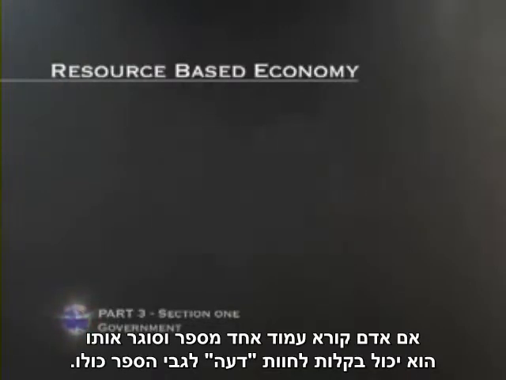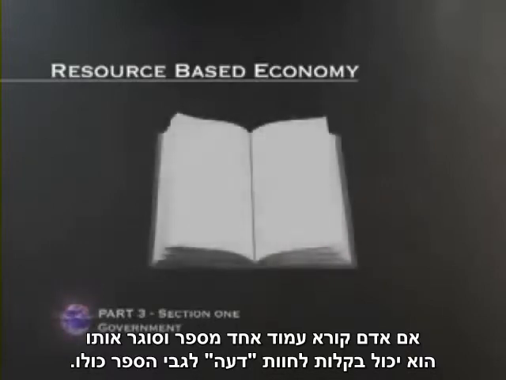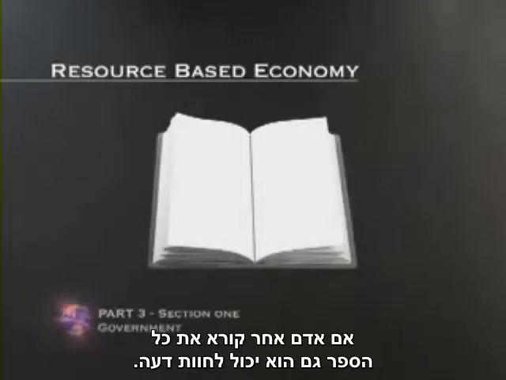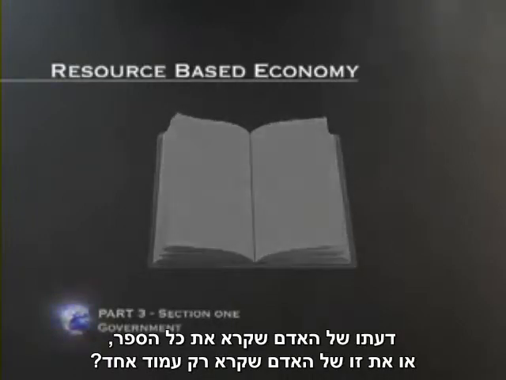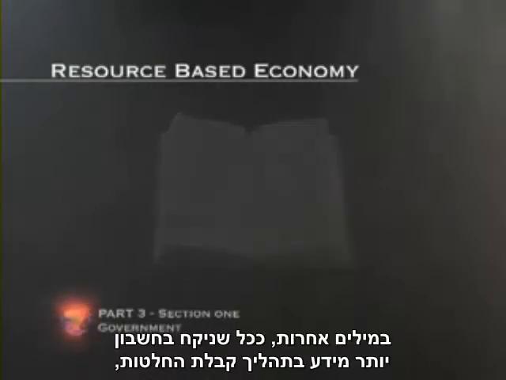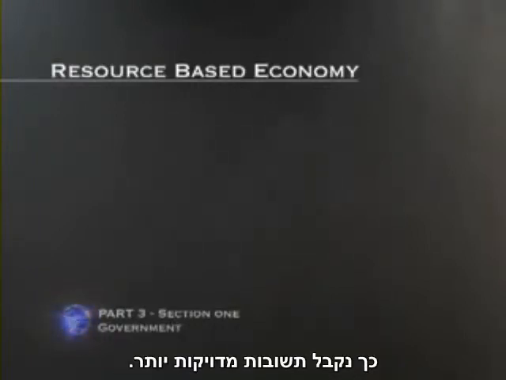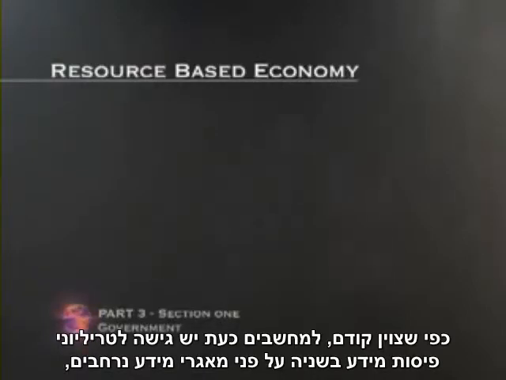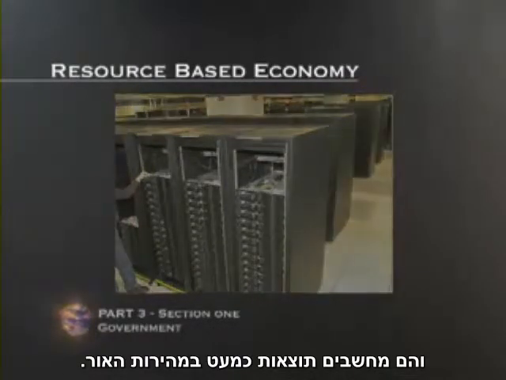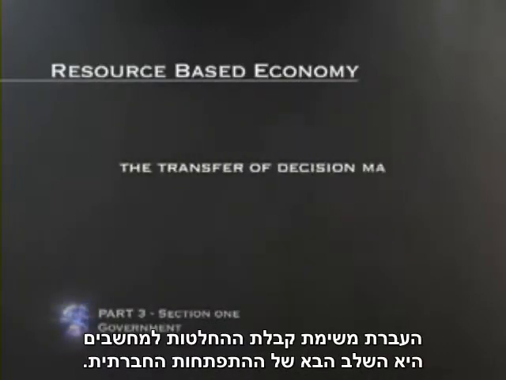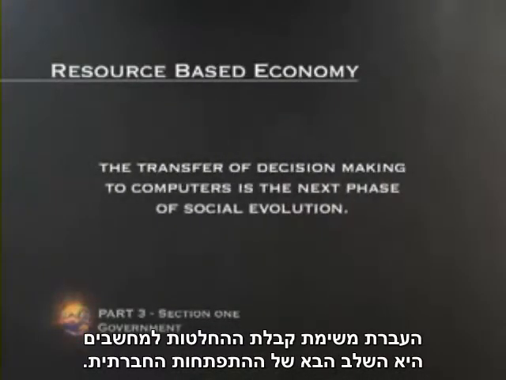If a person reads one page of a book and closes it, he or she can easily have an opinion on that book as a whole. If another reads the whole book, they might also have an opinion. Whose opinion would you value more, the person who read the full book or the person who only read one page? In other words, the more information taken into account in the process of decision-making, the more accurate that decision will be. As discussed earlier, computers can now access trillions of bits of information a second across vast informational databases, and compute output results near the speed of light. The transfer of decision-making to computers is the next phase of social evolution.